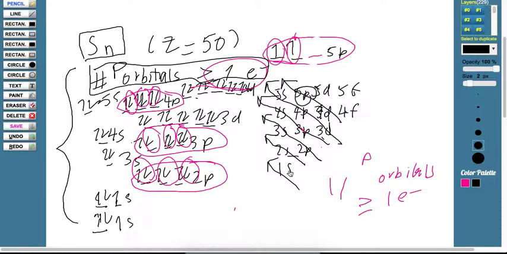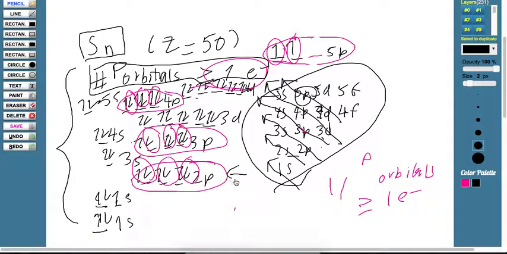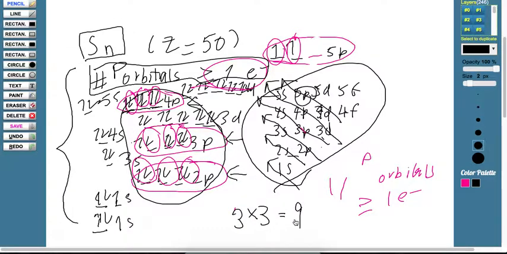So what I've done is I've written out, according to this schematic and the periodic table, the electron configuration of tin. So we have 1s2, 2s2, 2p6, 3s2, 3p6, 3d10, 4s2, 4p6, 4d10, 5s2, and 5p2. I've circled all the p sublevels because those are the sublevels we're interested in. We have 3 filled p sublevels here, right? Each p sublevel contains 3 orbitals, so we have 3 times 3, which is 9 orbitals with at least 1 electron.